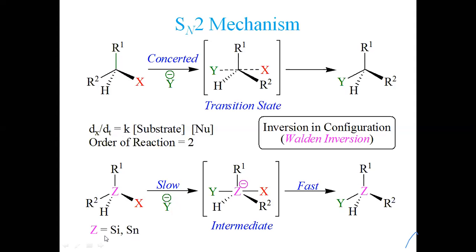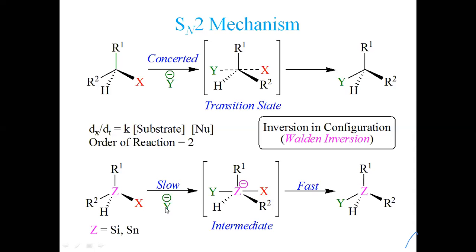Carbon, tin and silicon, they belong to the same group. So the silicon and tin chemistry is entirely different. It follows second order kinetics. It follows inversion in configuration. This is the same. You see, product is the same, reactants are the same, but the mechanism is different. One involves a transition state, the other involves an intermediate. So here the first step is slow, the second is fast. So it means the rate determining step is the first step.